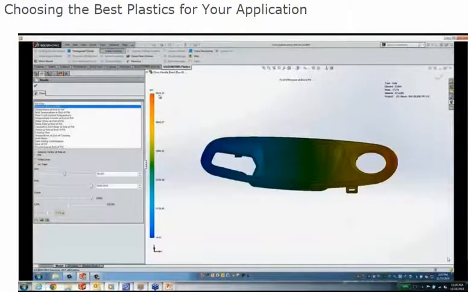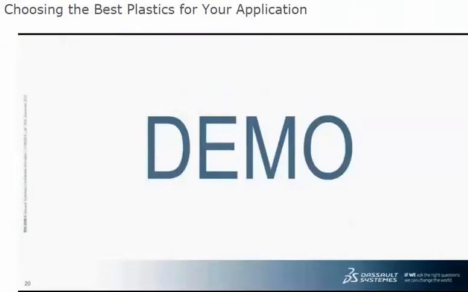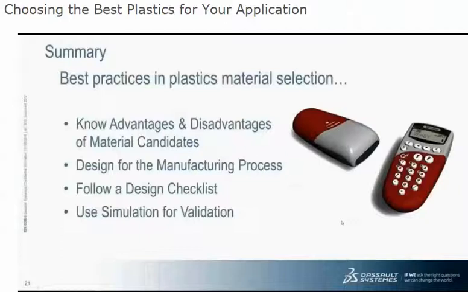So with that, I'm going to summarize the presentation. In order to follow the best practices in plastics material selection, you always want to make sure that you know the advantages and disadvantages of your potential material candidates. You also want to design for the manufacturing process. So today we talked about injection molding. If you were using plastics in a thermoforming application or extrusion or blow molding or something like that, you want to make sure that you're designing your parts for the manufacturing process.